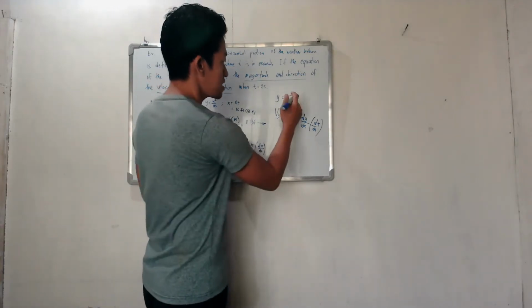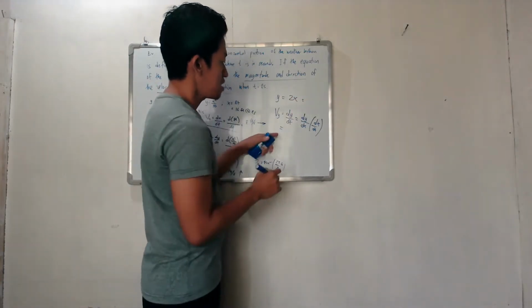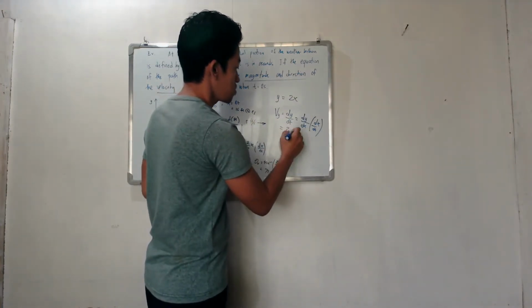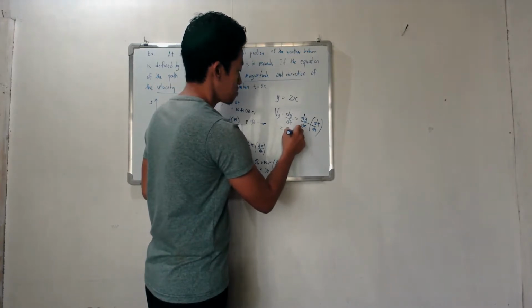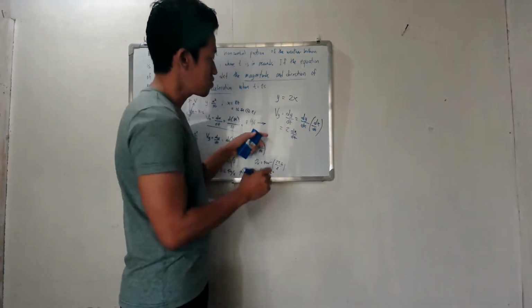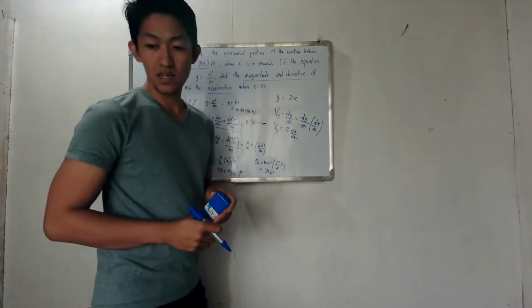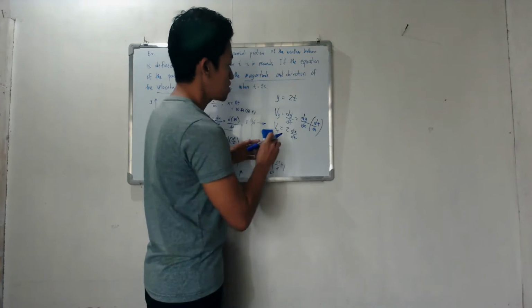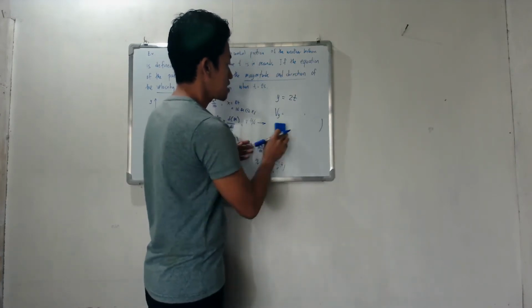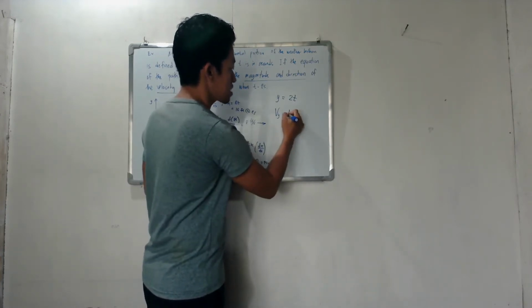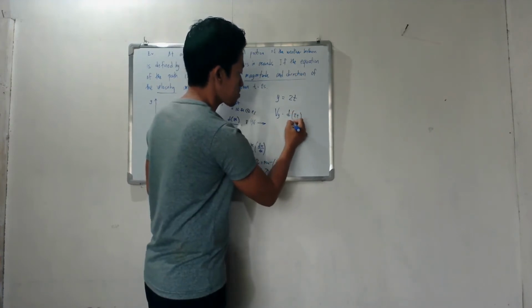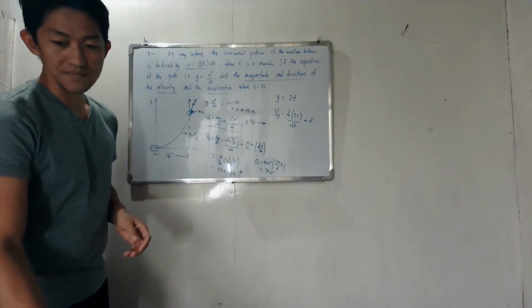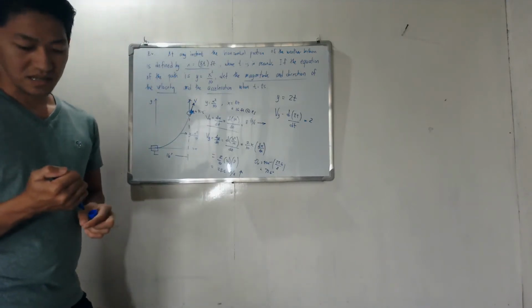So the answer is 2 dx/dt. That is the vy. If it were in terms of time alone, the answer is the derivative of 2t with respect to t, which is just 2. So that's it. Hope you understood.